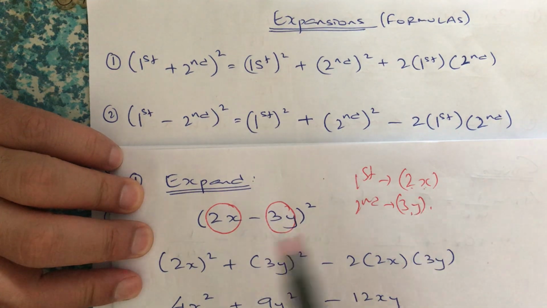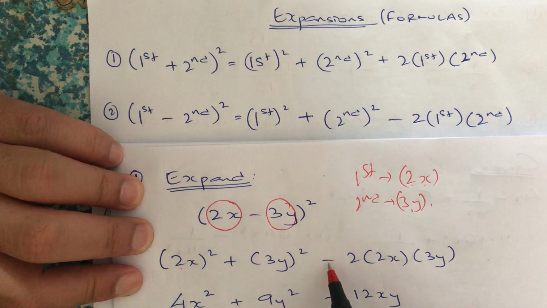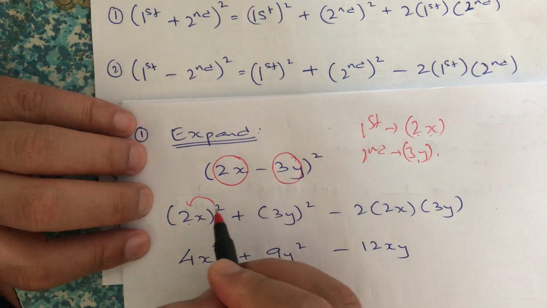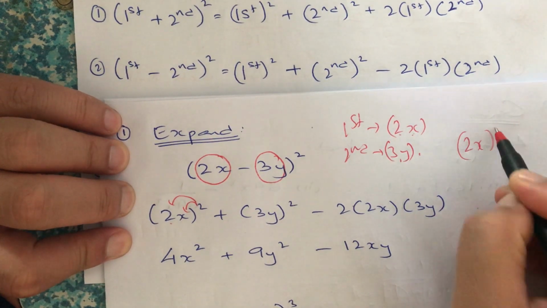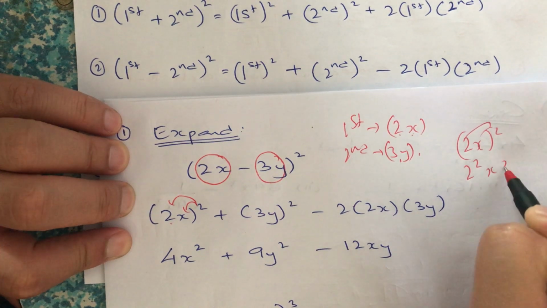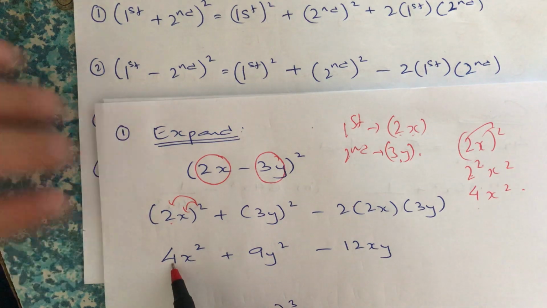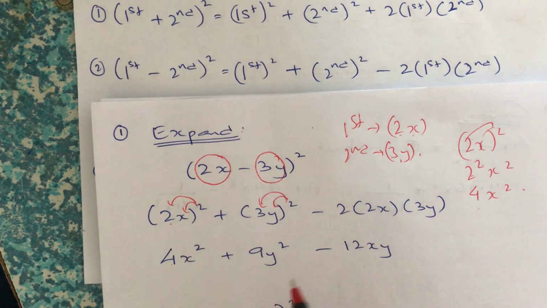So now the formula says first square. So what is the first? 2x. So 2x square plus, it says 3y square minus 2 into the first into second, which is 2 into 2x into 3y. Now this square is for 2 also, this square is for x also. So indirectly 2x square means it is 2 square x square. 2 square, everyone knows, is 4x square. So that's how we get 4x square, plus this square is again for 3 and y, so it's 9y squared.